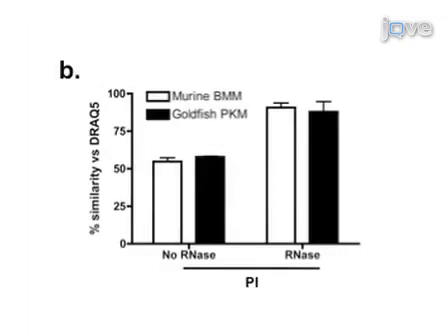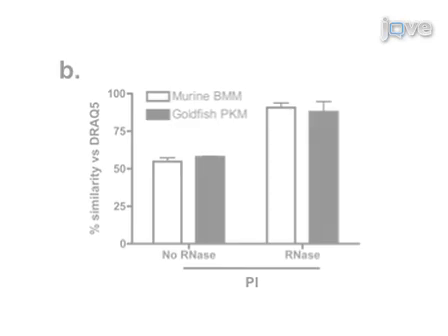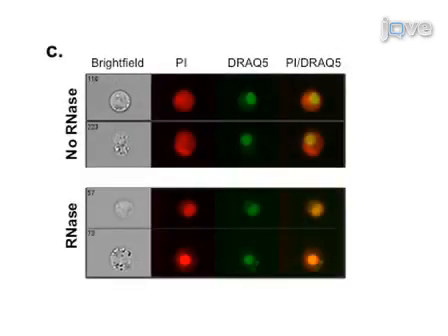In this figure, it can be seen that the incorporation of 50 micrograms per milliliter RNase A removes non-nuclear PI staining and significantly increases the degree of similarity relative to DRAQ5 staining in murine bone marrow macrophage and goldfish primary kidney macrophage cells. Representative images of primary kidney macrophages in this figure show the loss of RNA staining in the cytoplasmic compartment with RNase treatment.